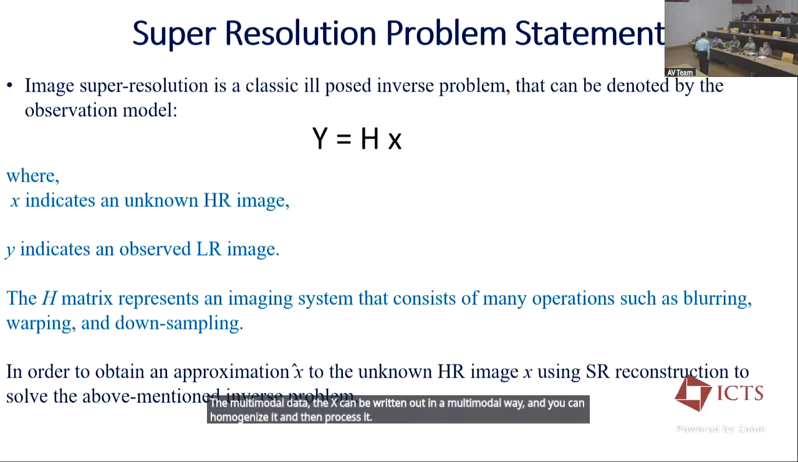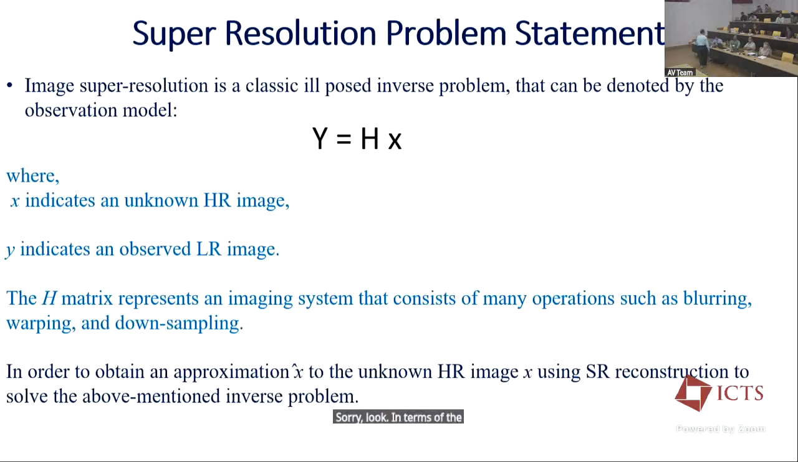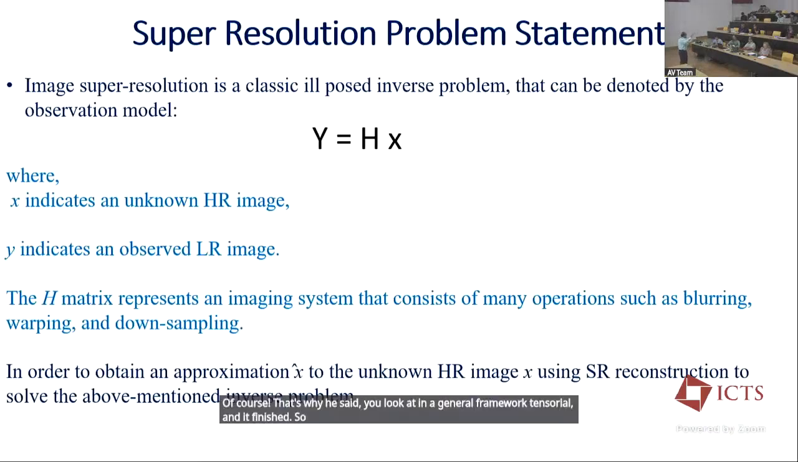So look, in terms of X, I wanted to know Y and H. Suppose X is going to be 4-dimensional. You do it as a tensorial entity, and then your H will also be defined accordingly. That's why I said you look at it in a general framework, tensorial, and it's finished. It's a general representation depending upon the entity in a context.